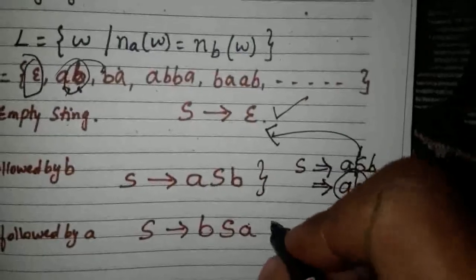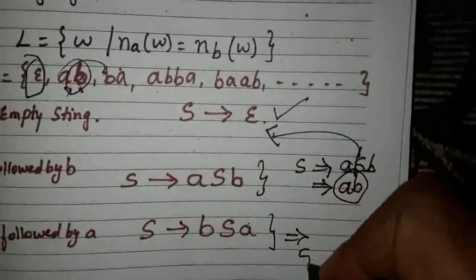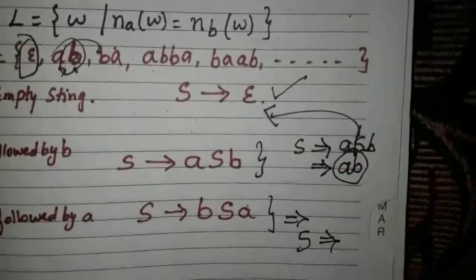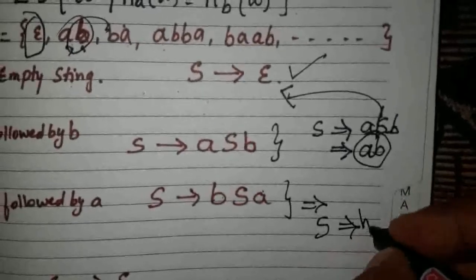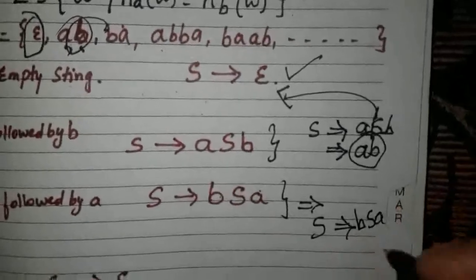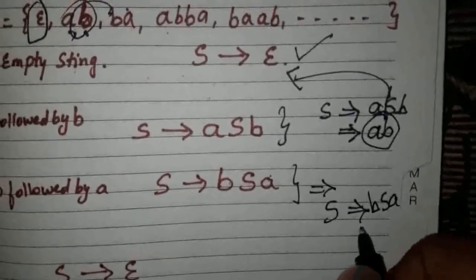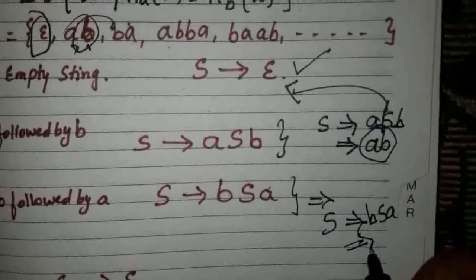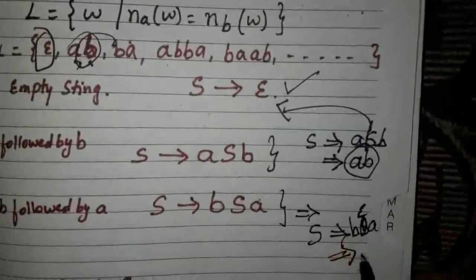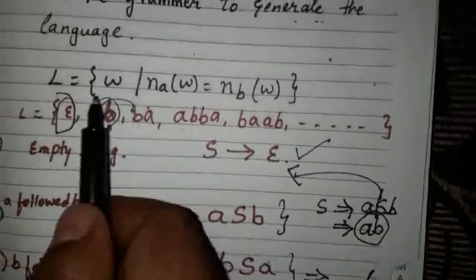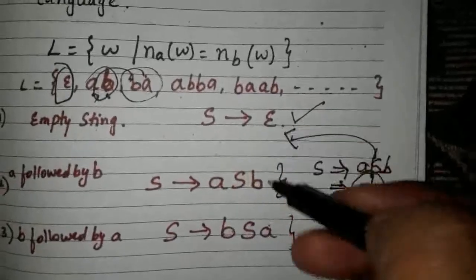Similarly, using this production, if I start the process, suppose I write S tends to B S A, and for S, if I take epsilon, this would be what? BA. That is what you have got here. So 3 productions are eligible now.